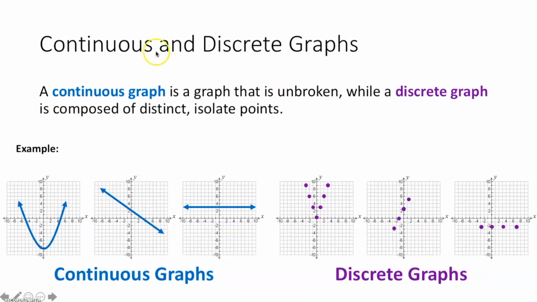Continuous and discrete graphs. We're going to talk about this today. A continuous graph is a graph that is unbroken, while a discrete graph is composed of distinct isolated points. So just think about it. If you were to graph a line or a curve, those are continuous graphs, whereas discrete graphs are just graphs of relations, sets of ordered pairs. And you can see they're just specific points. They're specific ordered pairs that we have graphed. They're not given function rules. If you graph a function rule, you're likely going to get a curve or a line, whereas if you graph a relation, you will get discrete graphs, which are distinct points.